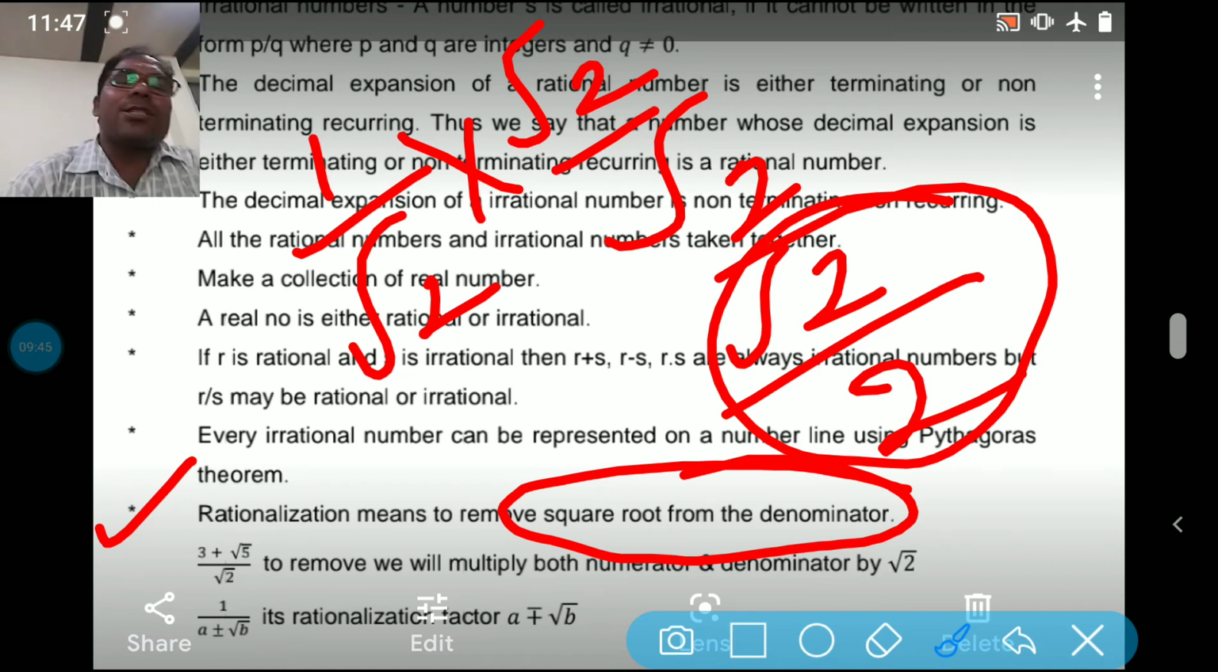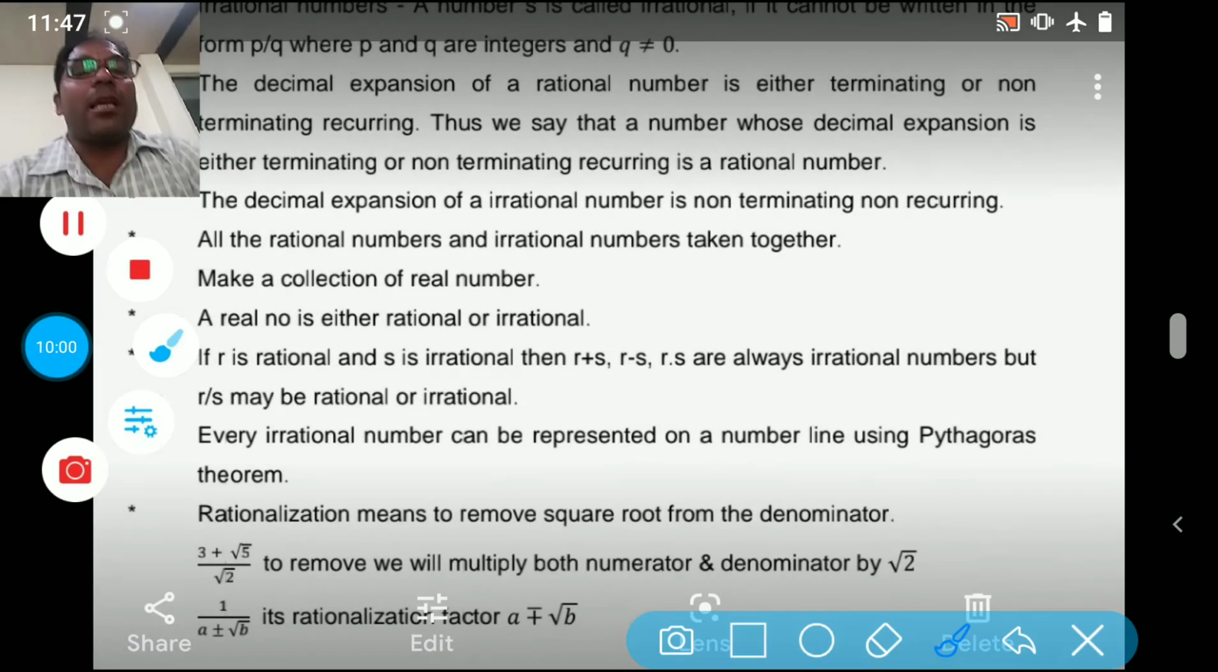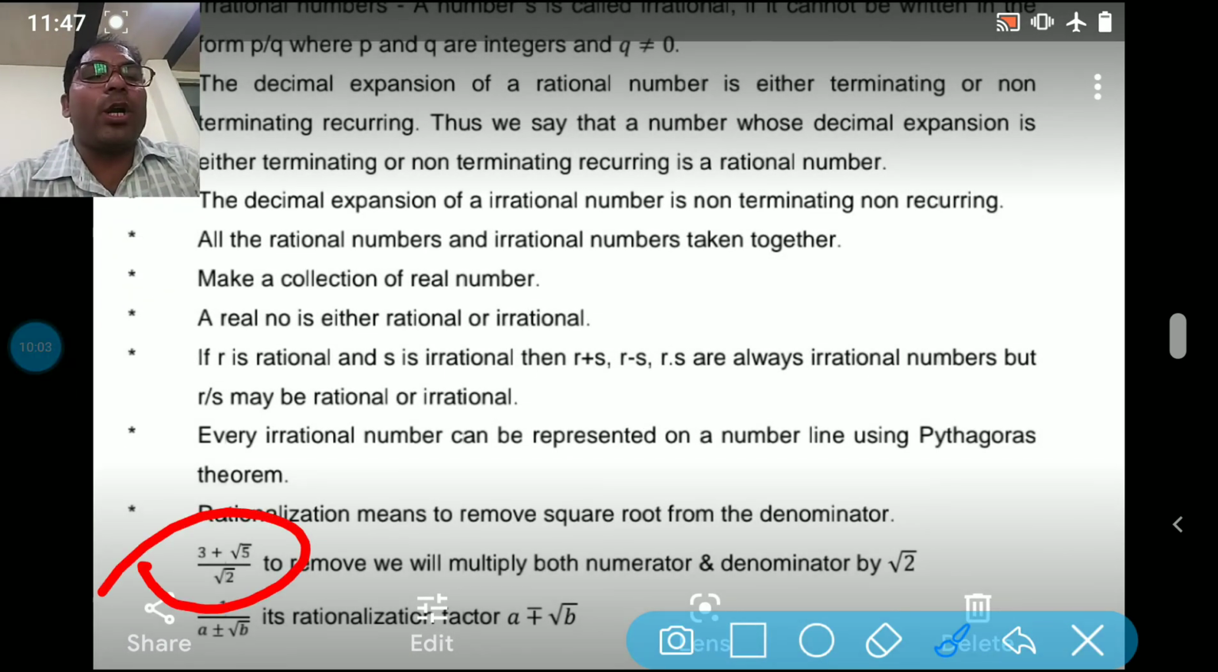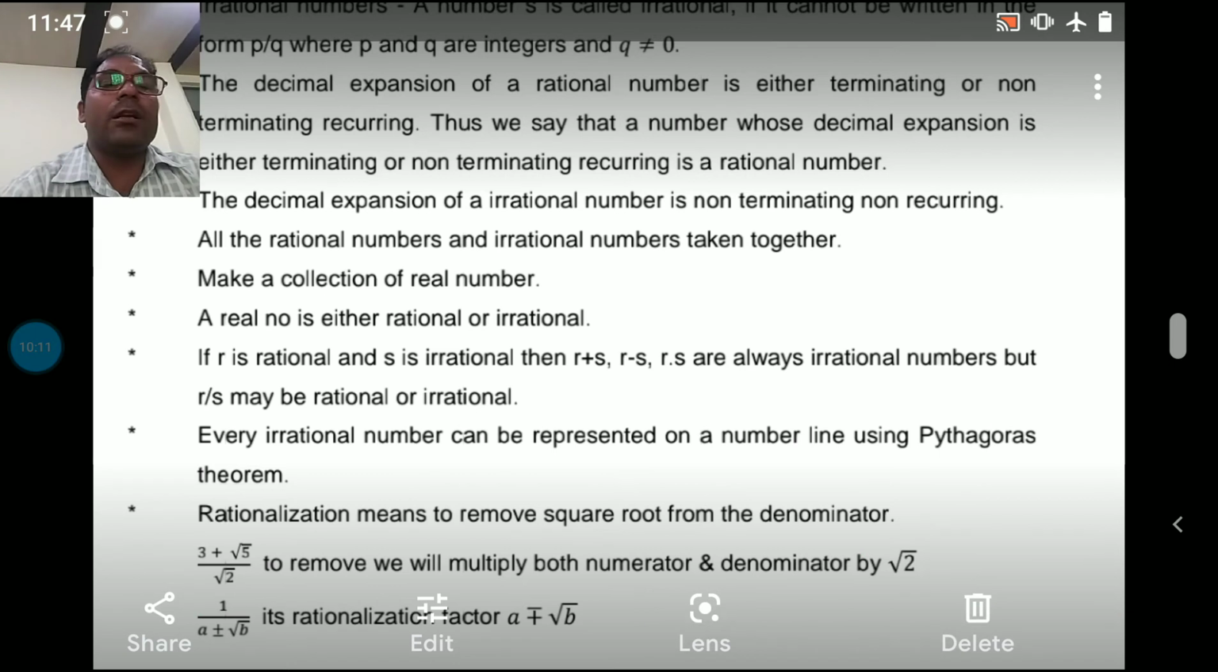In the answer, whenever your answer is coming with a denominator in square root form, you must rationalize to remove the square root from the denominator. Then your answer is correct. So that's why we have to rationalize. Here the question is given 3 plus root 5 upon root 2. To remove the root, we will multiply both numerator and denominator by root 2. By multiplying by root 2, we can remove the square root from the denominator.